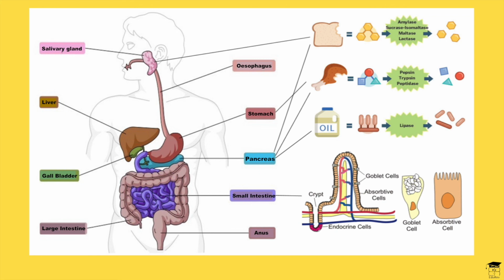The unabsorbed food is sent into the large intestine, where its walls absorb more water from the material, and the rest of the material is removed from the body via the anus. The exit of this waste material is also regulated by an anal sphincter.